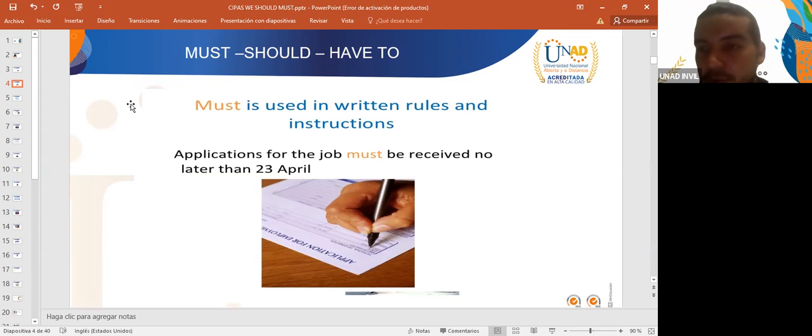Okay, so another case in which we can use must is when, for example, we are really sure of something, right? For example, imagine that you are presenting an exam and you have four options: option A, option B, option C, and option D. And you are completely sure that the answer is option A. So in that case, we could say, this must be the right answer. That's another case in which must can be used.